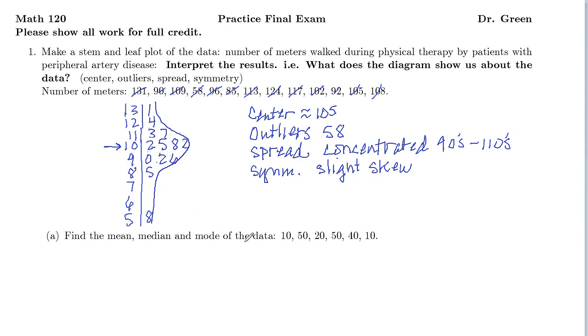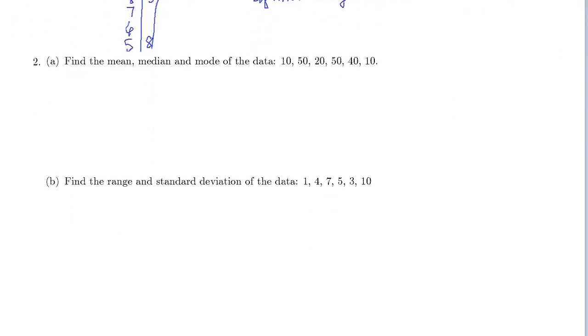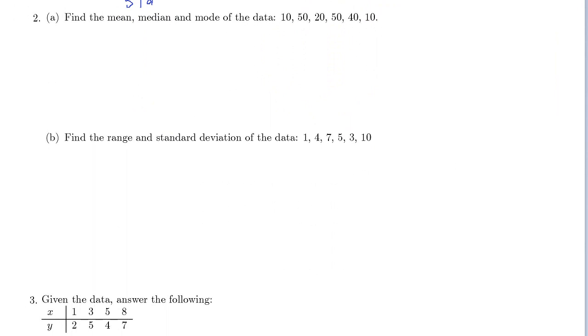Mean, median, and mode of the data: 10, 50, 20, 50, 40, 10. Remember, all of these are measures of central tendency, or the middle of the data. First the mean, and this is sample data, so we'll use x bar for the mean. What you want to do is just sum the numbers and divide by the number of numbers.